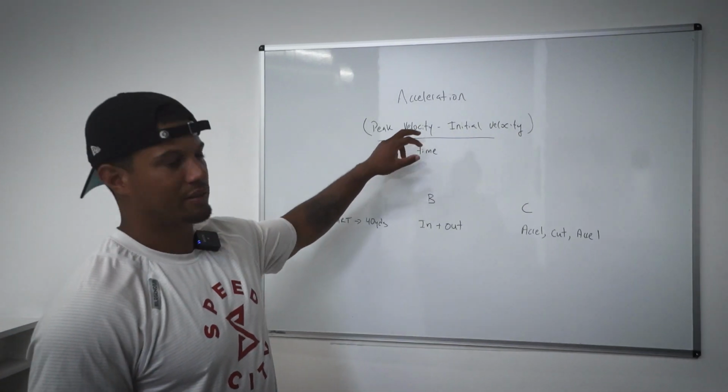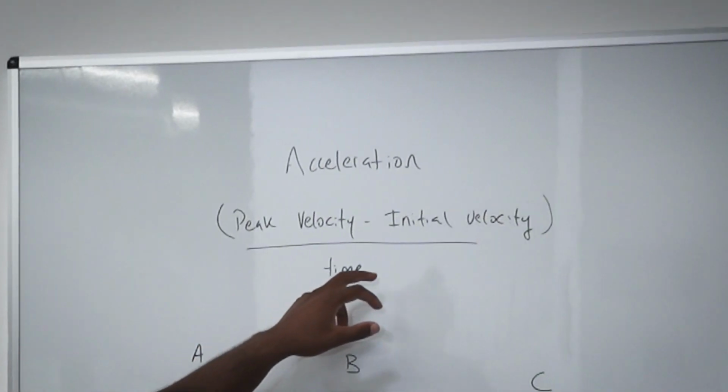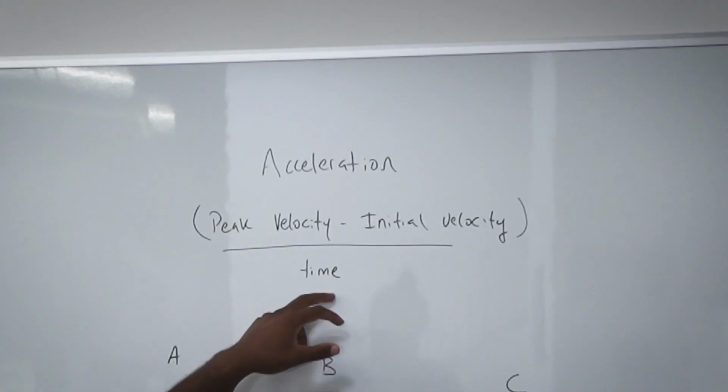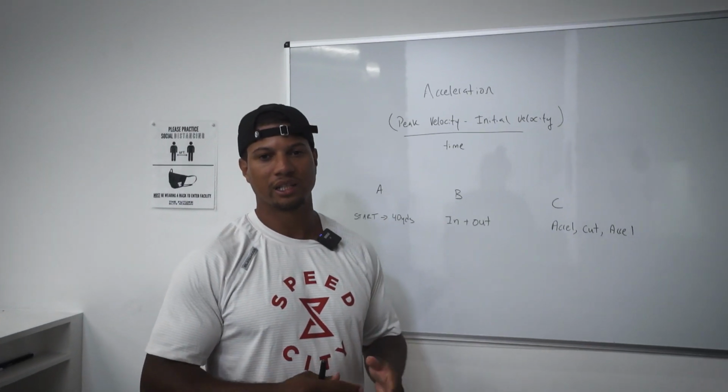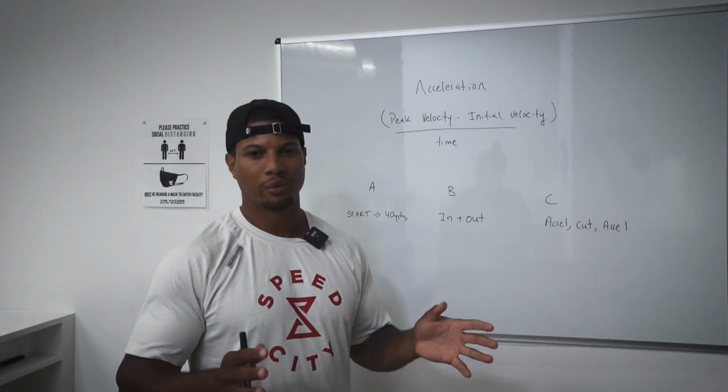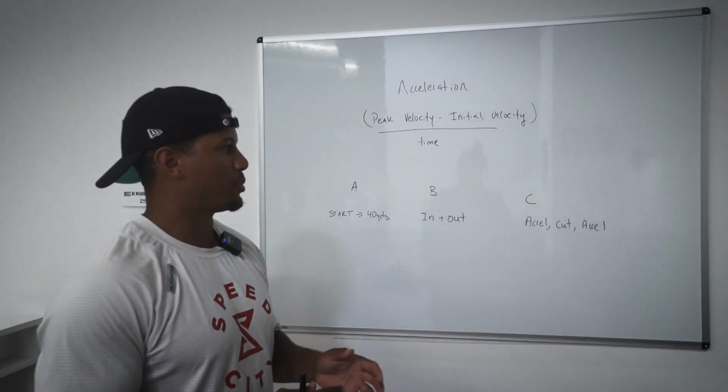So acceleration is defined by peak velocity minus initial velocity divided by time. So we're looking at the change, the highest rate of change in velocity to get that peak value. We're looking at how that change happens over time.